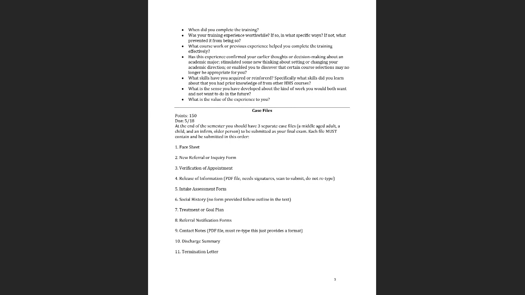You should have 3 separate case files, one for a middle-aged adult, one for a child, and one for an older person. These 3 files must be submitted and they need to be in this order, and they need to contain at least one of each of these 11 documents. These are the same documents that you've been working on for the past few weeks. The case file forms, as you know, are up on the Learn Shell, but I wanted to do a video so you could hear me and I can go over exactly what I'm expecting for the final.